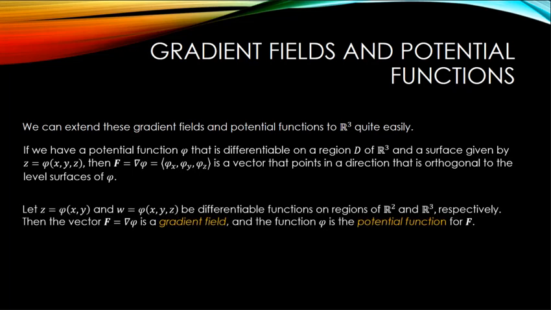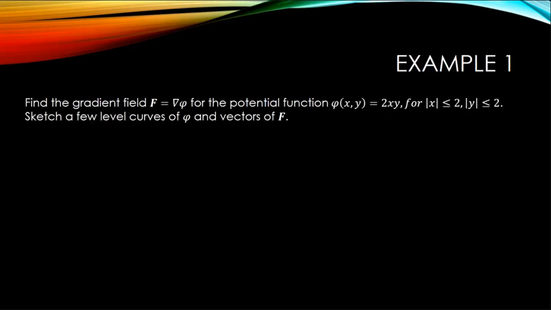If I let z equal phi of xy and w equal phi of xyz, and these are differentiable functions in the regions of R2 and R3 respectively, then the vector field F given by del phi is a gradient field, and the function phi is the potential function for F in both of those spaces. So let's work an example.